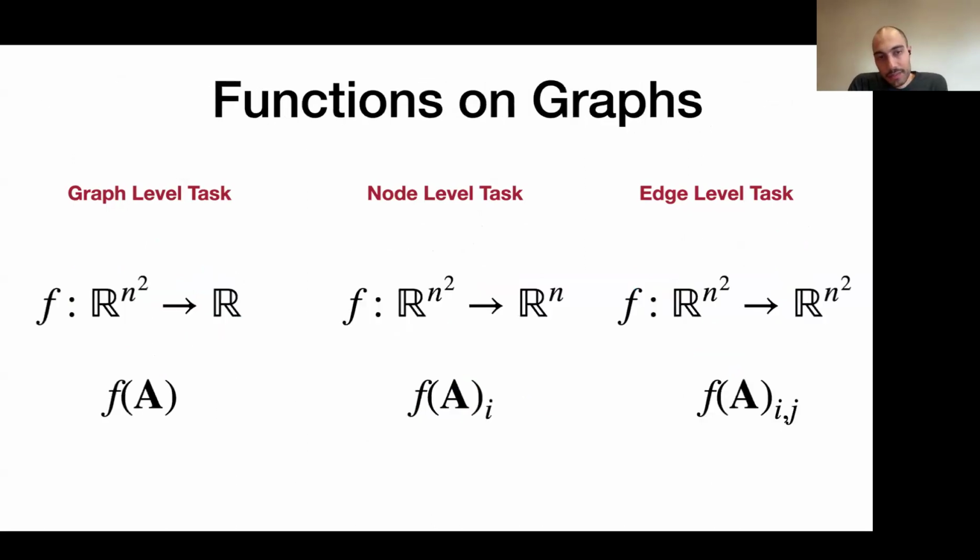These tasks mathematically can be written as functions from R^{n^2} to R, or R^n, or R^{n^2}, depending on what you're predicting. If you're predicting a graph level task, we have a function from R^{n^2} to R, and we say this is like a classification or a regression. Similarly, for node level tasks, we have to predict n numbers or whatever it may be.